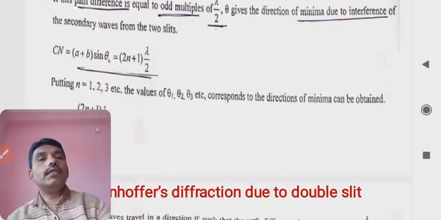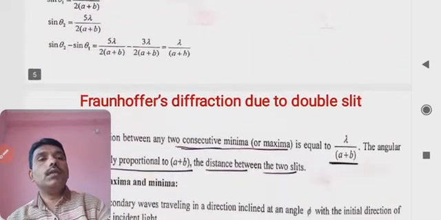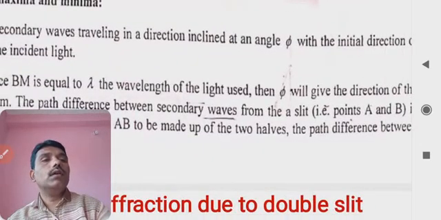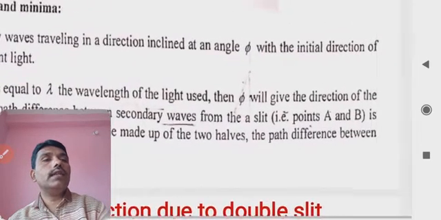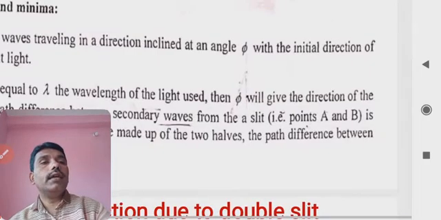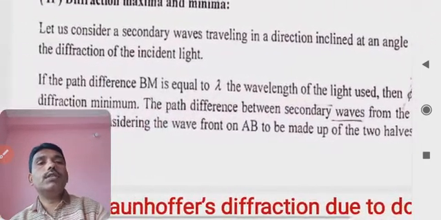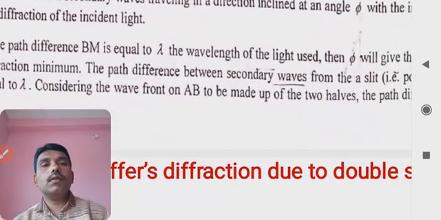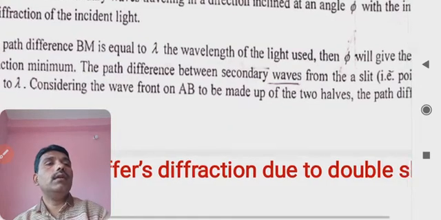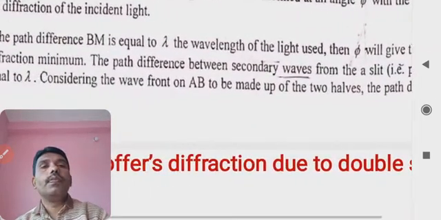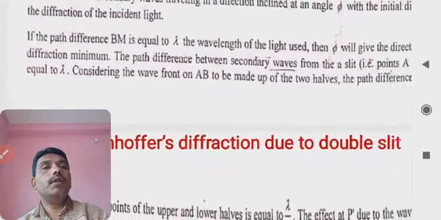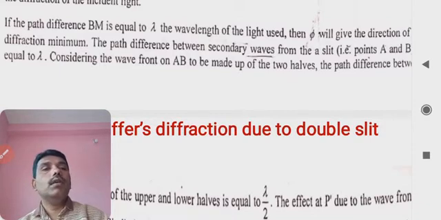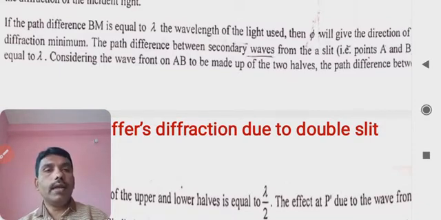So in that case, if the path difference bm is lambda, then phi, the inclining angle with the initial direction of the incident light, gives the direction of our diffraction minima. And the path difference between the secondary waves from the slit, that is points A and B, is equal to lambda at that stage.